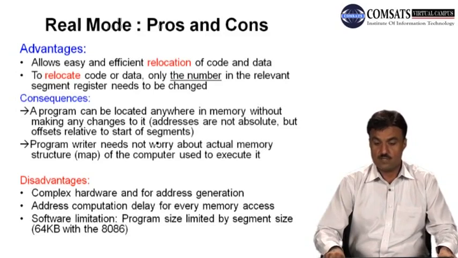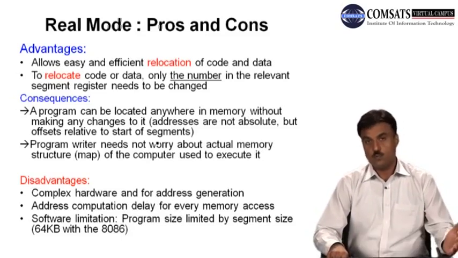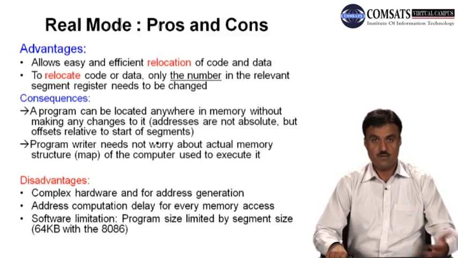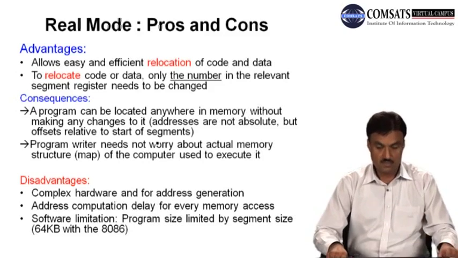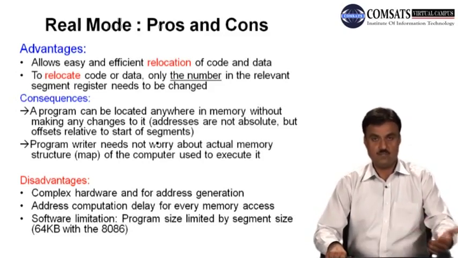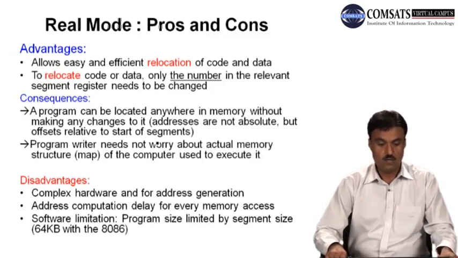A program can be located anywhere in the memory without making any changes to its addresses, whatever the location is. So addresses are not absolute, but offsets relative to the start of the segment. We can relocate the whole program, and only the code segment register value will be changed. We are using the instruction pointer, which is the only thing accessing within the segment. Whatever the segment register value is, we offset with the instruction pointer to reach any instruction we are executing. And the program writer does not need to worry about the actual memory structure or memory map of the computer used to execute it.